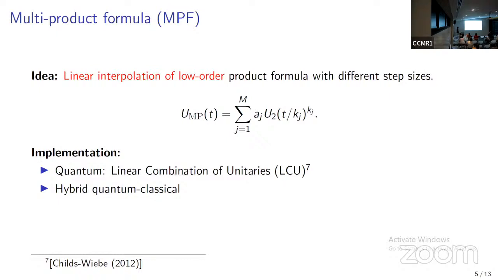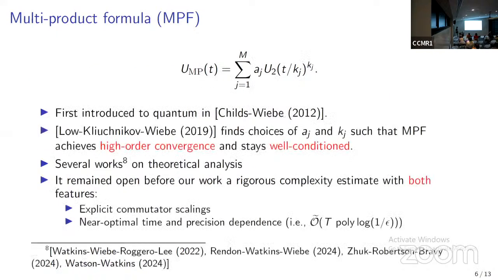But basically, we have a quantum version, which is based on LCU. I think Dominic introduced that in the first talk in today's session. And also we can do this linear combination in a hybrid fashion. So this multi-product formula is not a new method. It's not newly introduced in our work. It was first introduced to the quantum world in this paper by Childs and Webb on Hamiltonian simulation tasks.